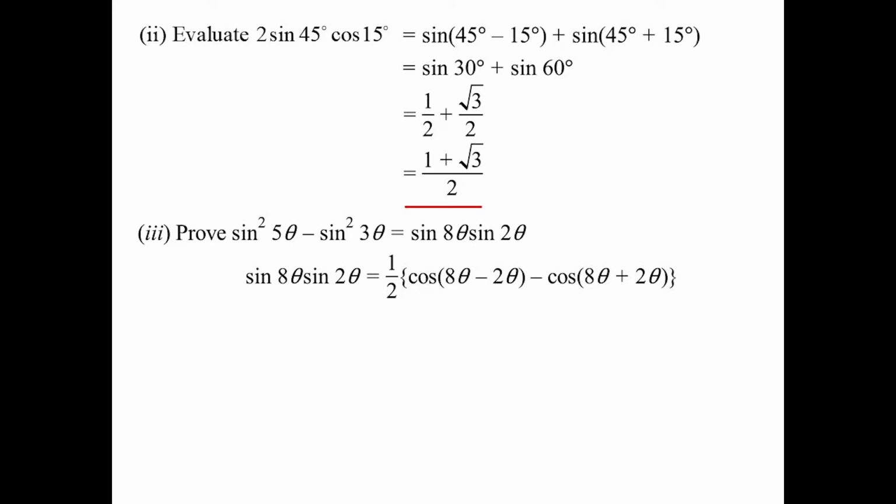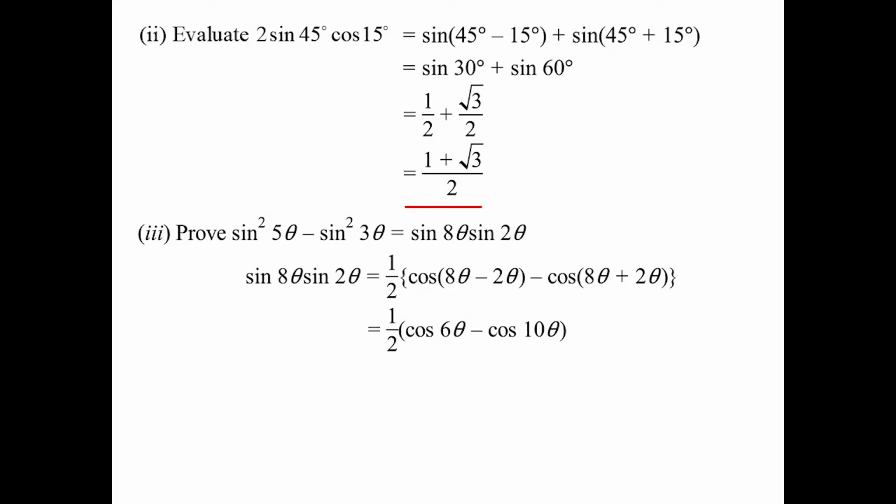It comes from the cosine formula. We always put the minus first. So it'll be cos 8 theta minus 2 theta. But because we want to be left with the sine part rather than the cos part, we'll subtract instead of add. And we'll get cos of 8 theta plus 2 theta. We end up with a half of cos 6 theta minus cos of 10 theta. Now, how on earth do we get to sine squared 5 theta minus sine squared 3 theta from there?